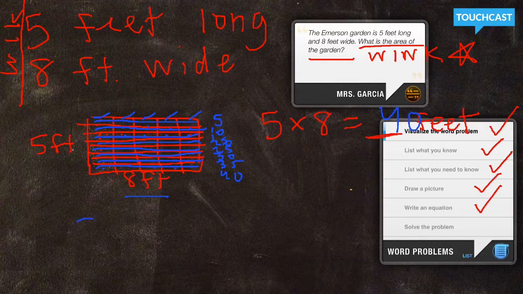Another thing that you could have done if you didn't want to draw the picture and if you knew you're just doing 5 feet by 8 feet, you could have done the skip counting method, you could have done draw it, you could have done repeated addition, or you could have used the area model.